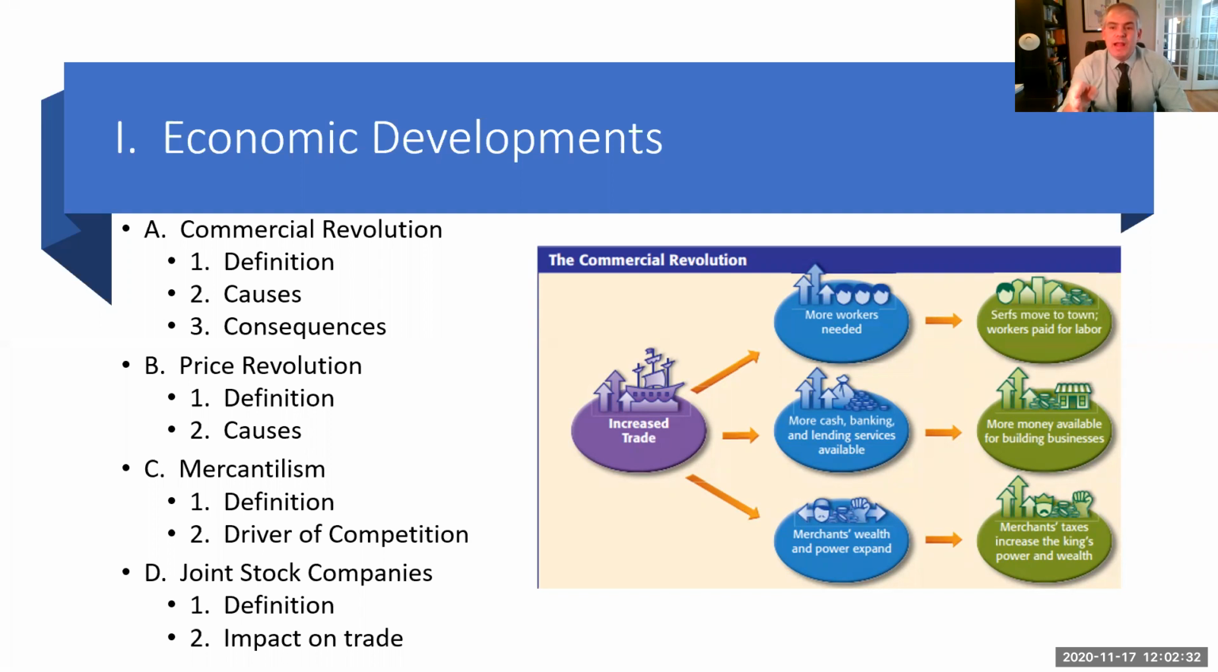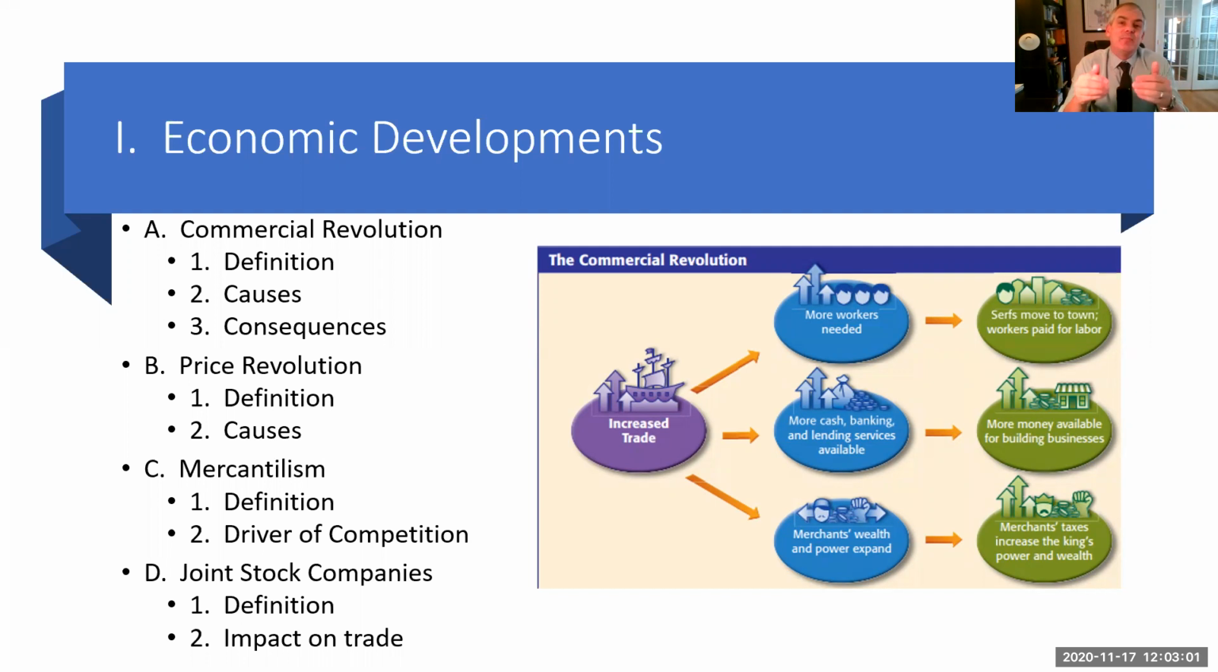So when we look at more cashing, banking, and lending services available, these fall into the category of financial innovations. And so Europe is just going to have more money involved. So more money is going to be available for building businesses. A lot of that money is coming from global silver, the influx of silver, but also from the increased profits that are coming from the trade. So again, we can connect this to the global structure.